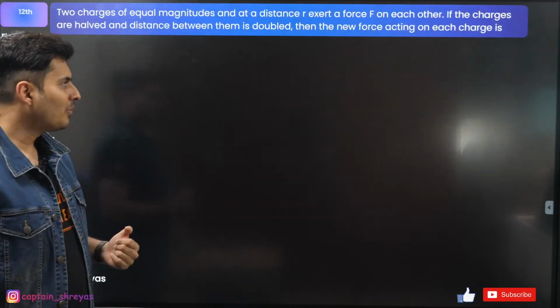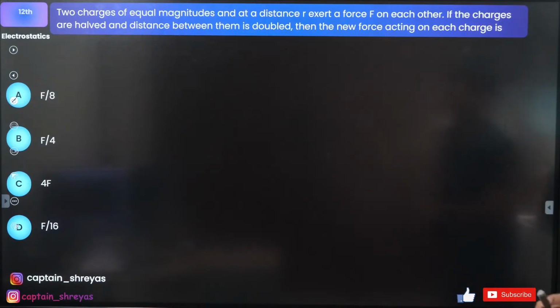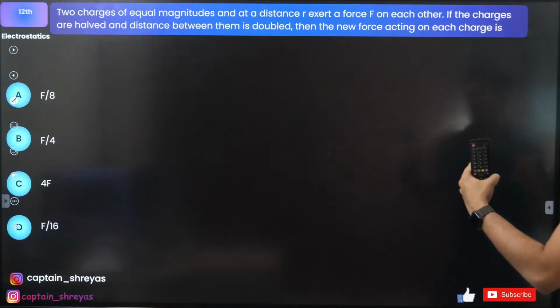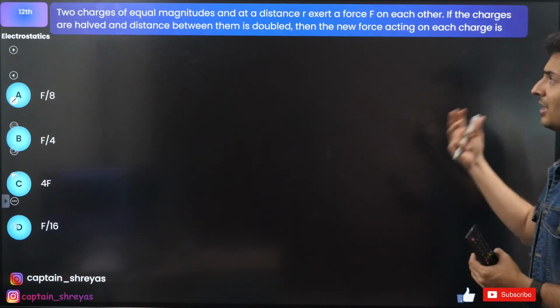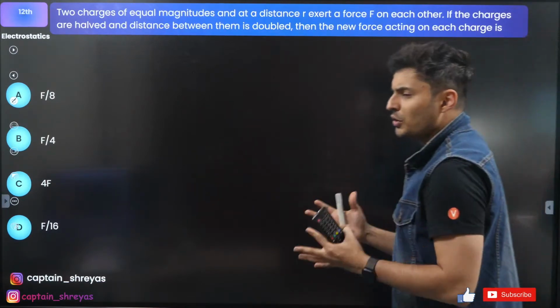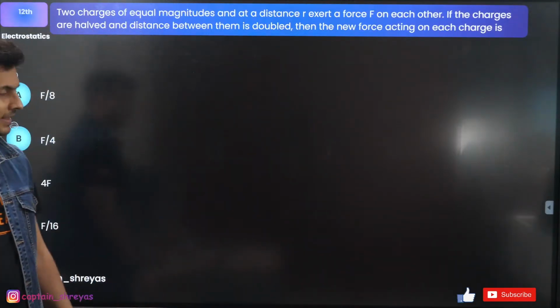Okay. Moving on to some questions coming up on your screen. Two charges of equal magnitudes and at a distance of r exert a force of F. If the charges are made half, and the distance between them doubled, then the new force will be how much? Come on, figure this out.